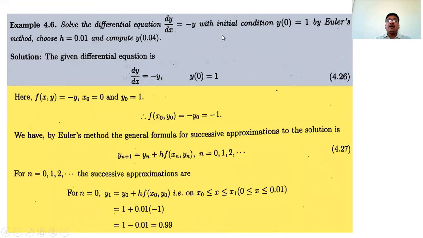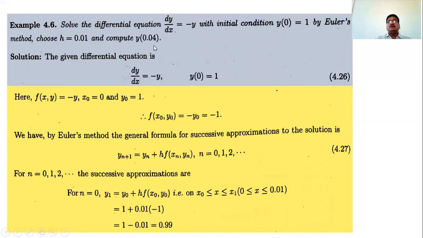So here the value at 0 is given. y0 is 1, means y at 0 is 1, and we have to find the value at 0.04 by taking h as 0.01. That is, by dividing the interval 0 to 0.04 into 4 sub-intervals, 4 parts.